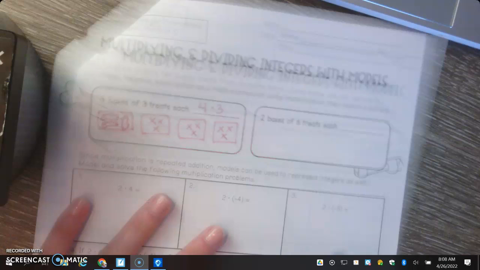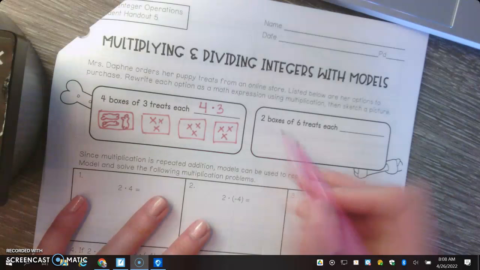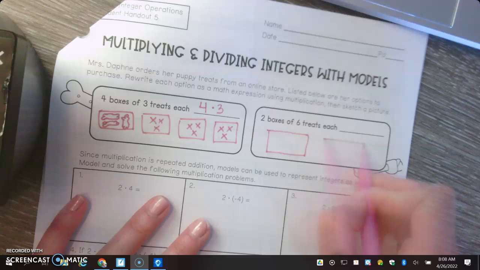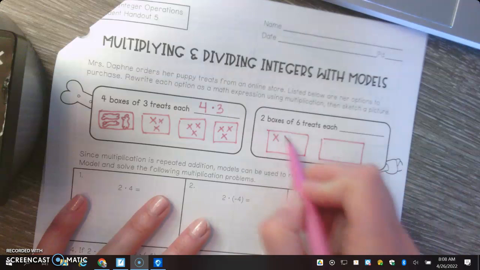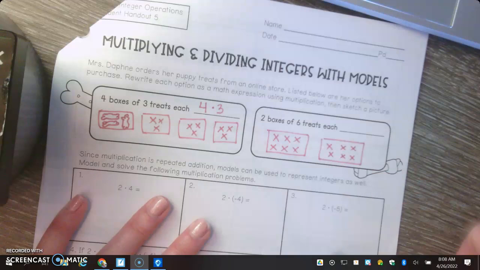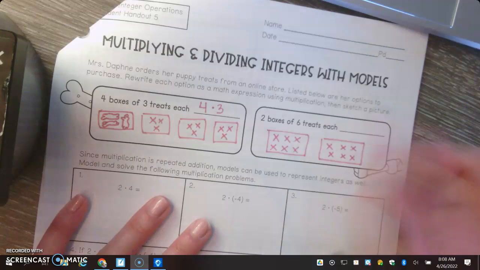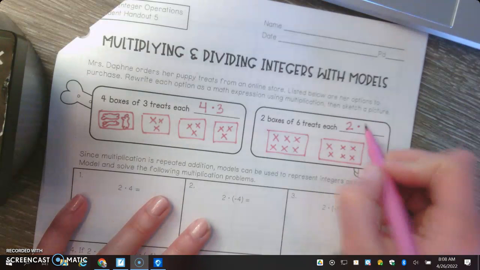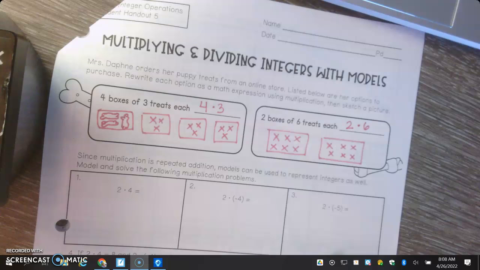Okay, her other option is she could get 2 boxes with 6 treats in each. So I'm going to draw a picture. Here's my 2 boxes. Here are my 6 treats. Okay, if we were to write an expression, we could say 2 times 6. You could also say 6 plus 6 or 3 plus 3 plus 3 plus 3, but we know that repeated addition is multiplication. So we're going to write it as multiplication.